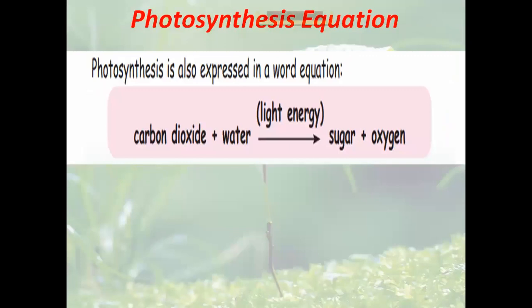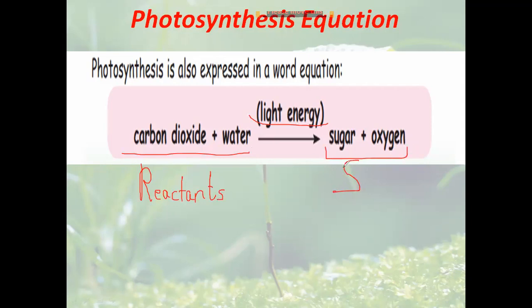Photosynthesis, and you have to study this equation, is expressed in this word equation. Carbon dioxide plus water in the presence of light energy. These are called the reactants, and these are called the products: sugar plus oxygen.